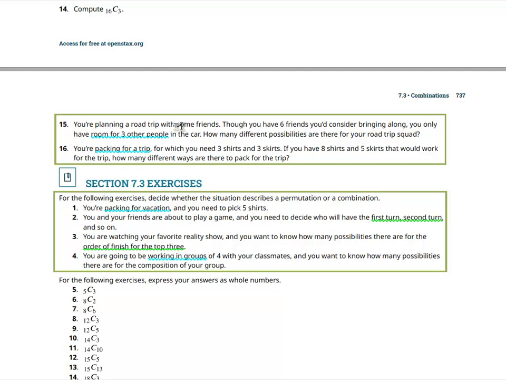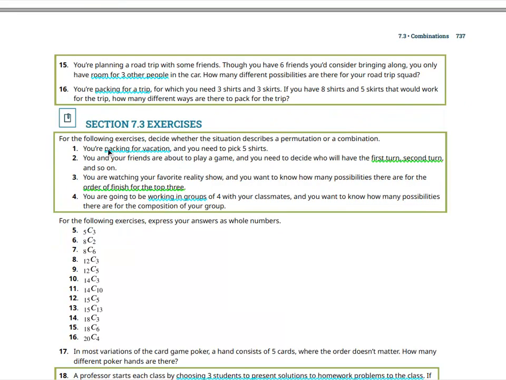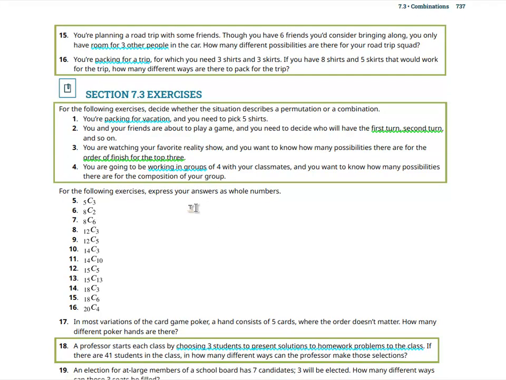Same, we had this one here with the friends earlier. There's another packing for a vacation. And then here we're back to first turn, second and third turn, and so on. So that's a permutation. Top 3 for the finish, permutation.